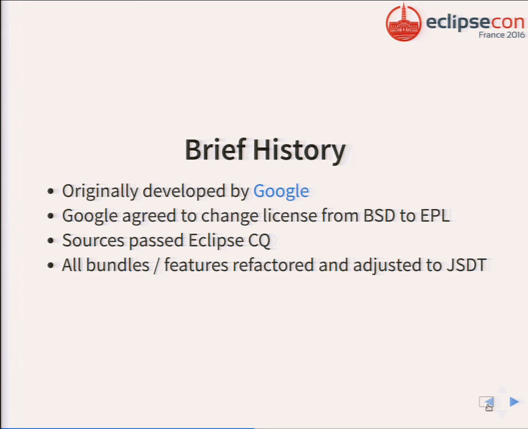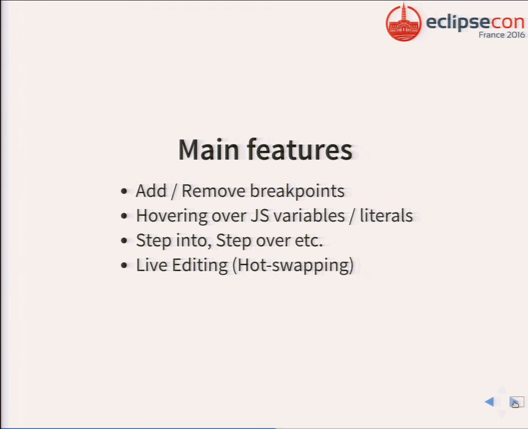So the Google guys were asked if it is possible to change it from BSD to EPL, and they agreed to do that. So sources passed Eclipse CQ, so contribution questionnaire, and they were approved by Eclipse intellectual property team. All the bundles and features were adjusted to JSDT needs, and now you can debug Node directly from your JSDT editor.